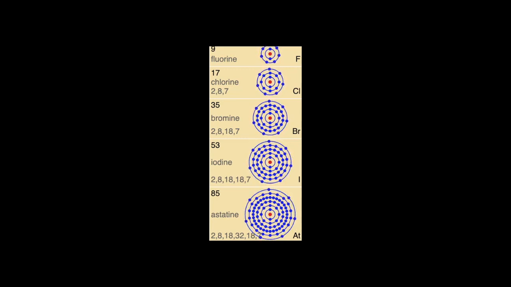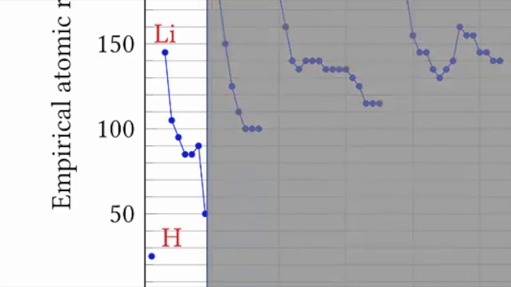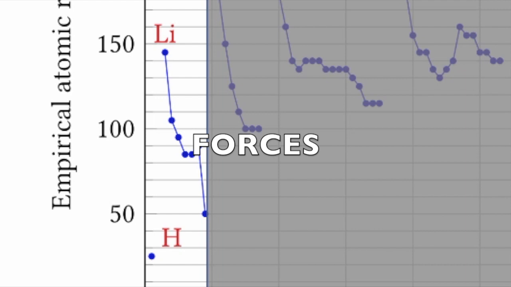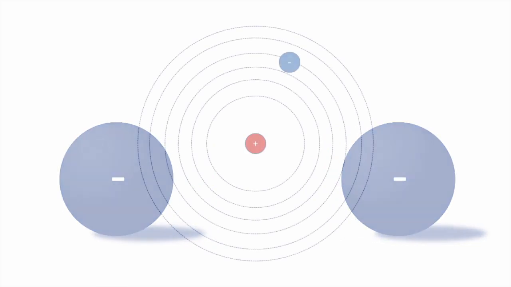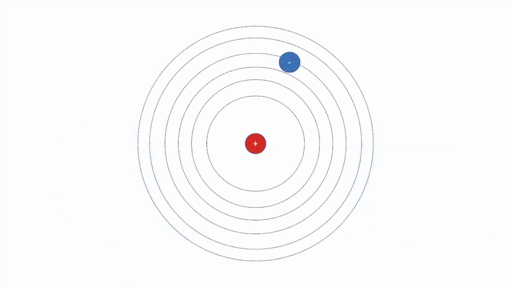But now, let's look at what's happening when we move across a period. In order to understand what's happening here, we need to remember the forces that are pulling and pushing on the electrons inside the atom. Remember that electrons have negative charges, and they are attracted to the protons in the nucleus, which have positive charges. They're also repelled a little bit by other electrons, since like charges repel each other. But it's the positive charge of the nucleus that we really want to focus on right now.